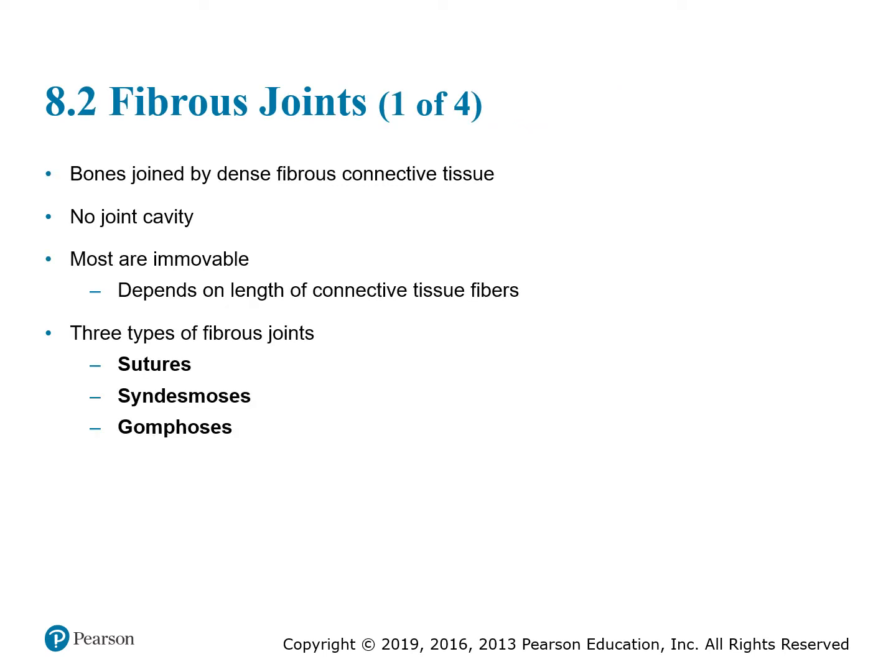Let's begin with the fibrous joints. Bones are joined together by dense fibrous connective tissue in fibrous joints. There is no joint cavity, and this is the most immovable type of joint. The mobility will depend on the length of the connective tissue fibers. Longer fibers allow for more movement, shorter fibers, less movement. The three types of fibrous joints are the sutures, the syndesmosis, and the gomphosis. Let's take a look at those.